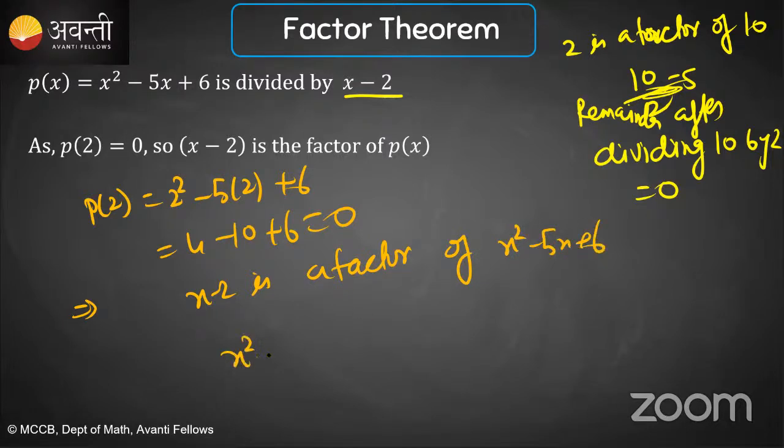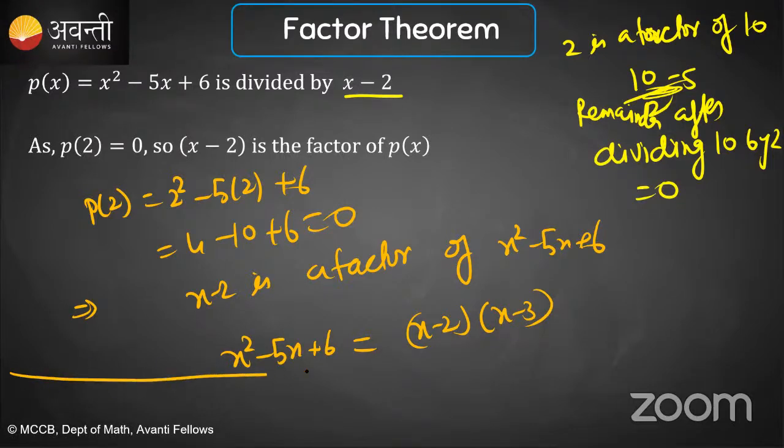What does this mean? You can take x minus 2 common out of this expression. Now this expression can be written as x minus 2 into something. Is it clear? If you factorize this, you know that it becomes x minus 2 into x minus 3, right? So what does the factor theorem mean? If x minus a is a factor of p of x, then after dividing p of x by x minus a, you should get remainder 0. This is something you should know.